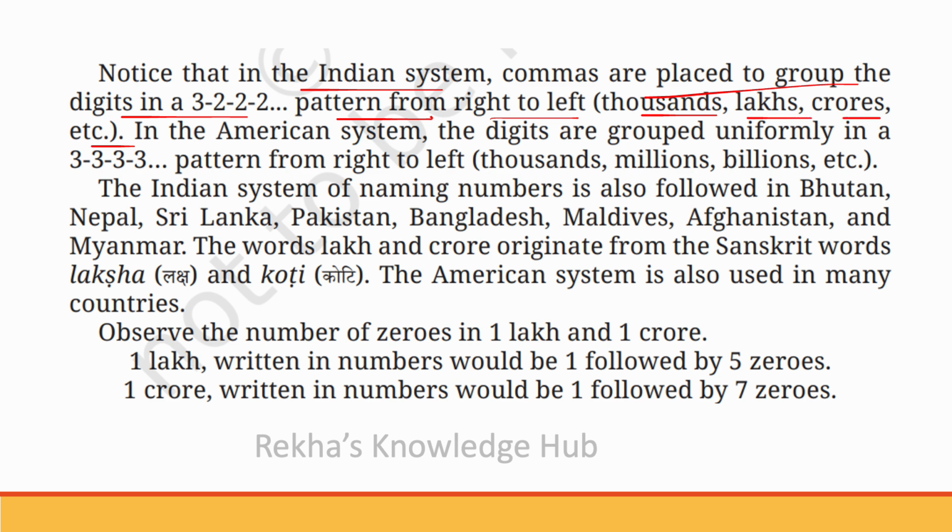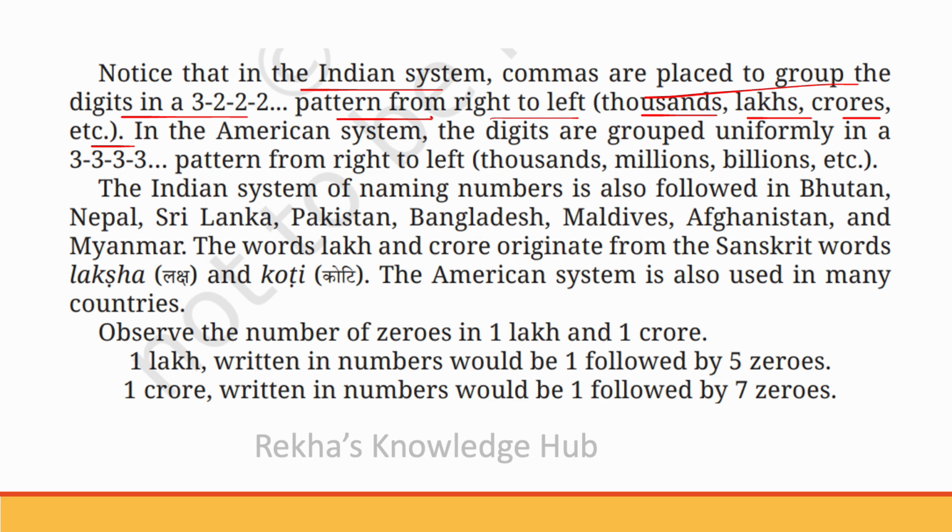So, in the Indian system, when you write a big number, you count three digits from the right and put a comma. Then you count two digits, put a comma. Then another two digits, put a comma, and so on. It is a 3, 2, 2, 2 pattern. And these numbers are named as thousands, lakhs, crores, etc.